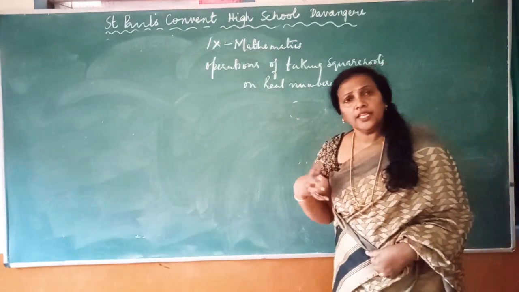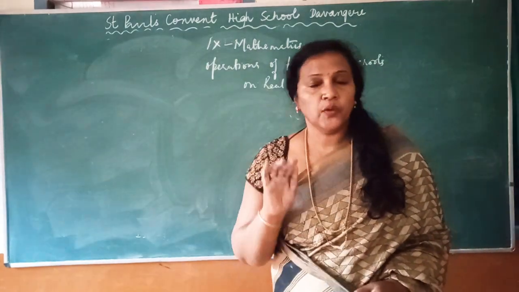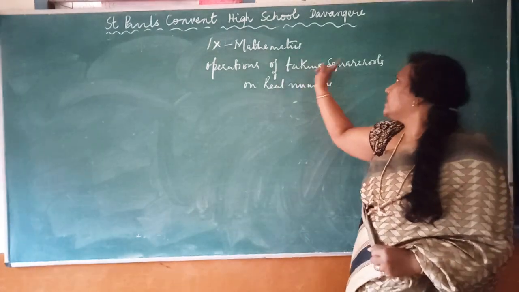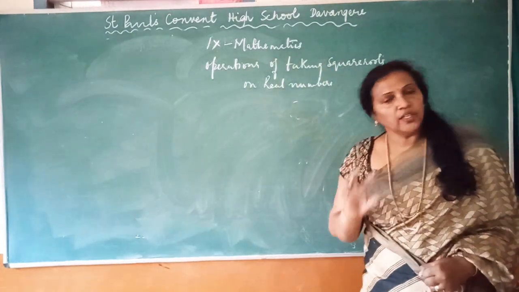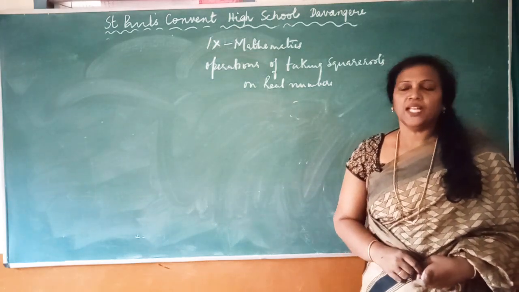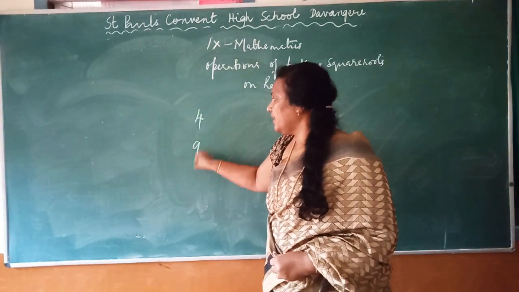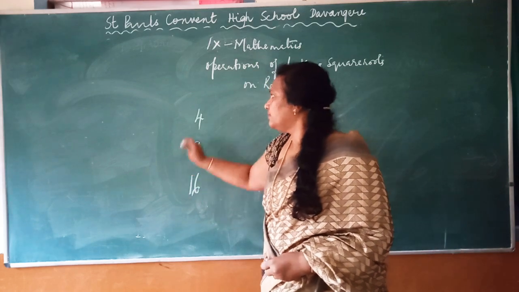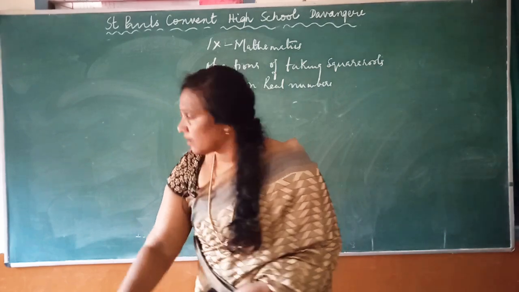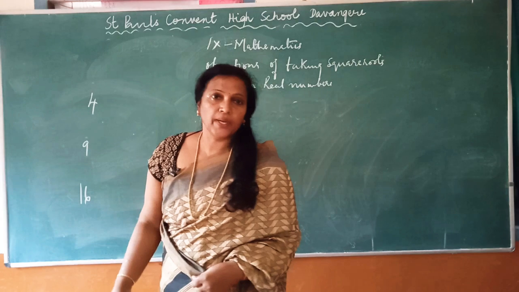So you already know the word operation. Here also we are doing an operation on numbers, making use of the instrument called square roots. Now for example, let us take the natural numbers 4, 9, 16, and do the operation.